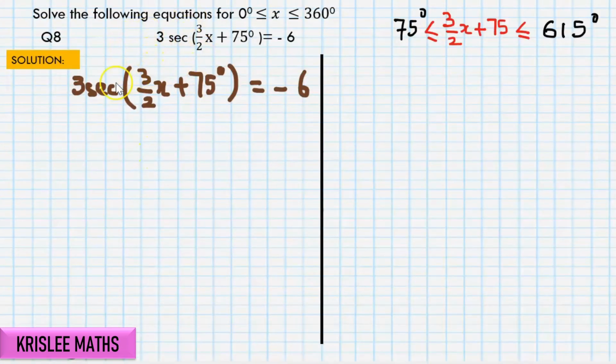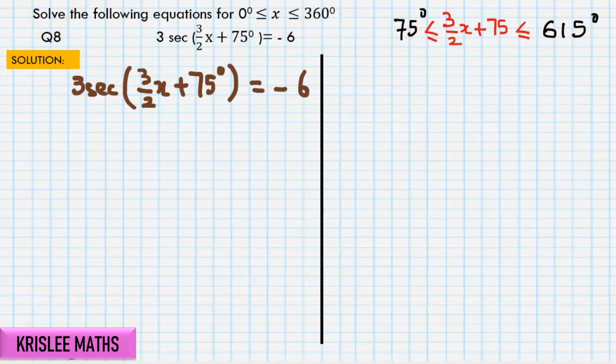Question 8. The given equation is 3 secant in bracket 3 over 2x plus 75 equals negative 6. So here the angle is not just x, but 3 over 2x plus 75. Therefore you have to modify the range. The values of x you have to multiply by 3 over 2, then plus 75. Therefore the new range for 3 over 2x plus 75 lies between 75 degrees and 615 degrees.